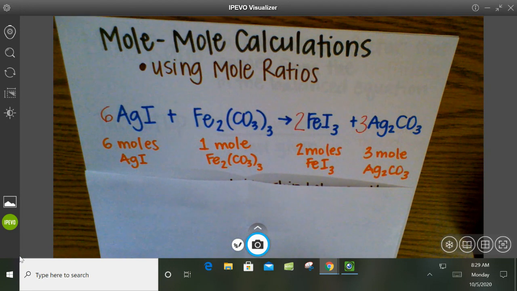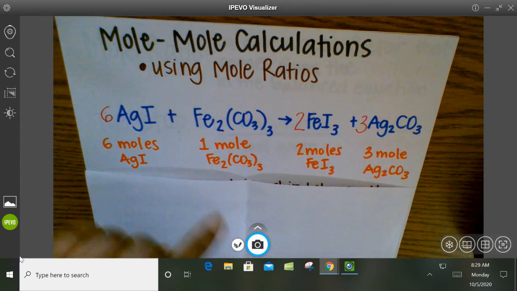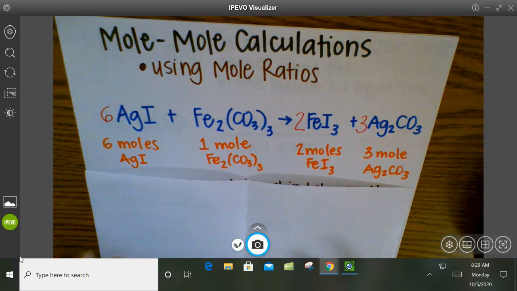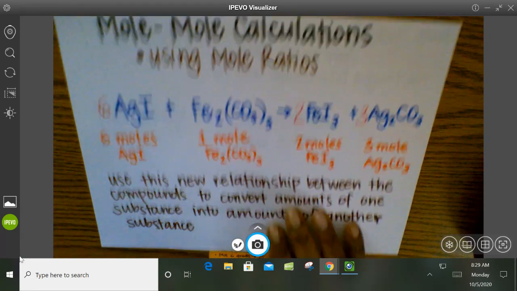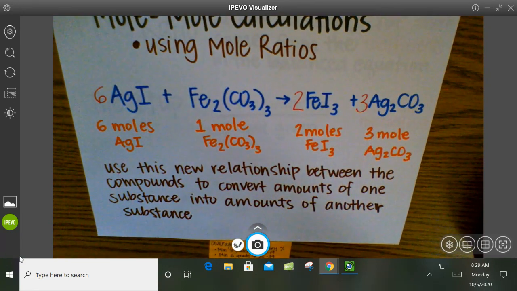A new way of thinking about that is in terms of moles. Instead of just six silver iodide molecules, you would say 6 moles of silver iodide reacts with 1 mole of iron 3 chloride. Not iron 3 chloride, iron 3 carbonate. Sorry about that. And this is what we get.